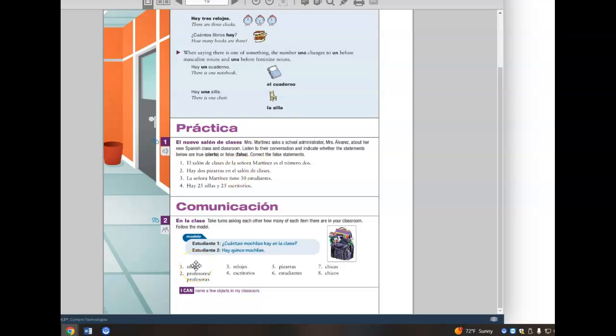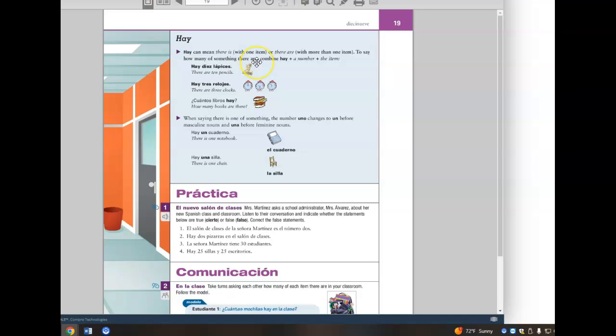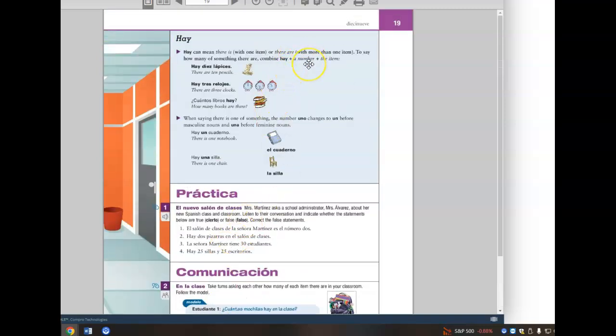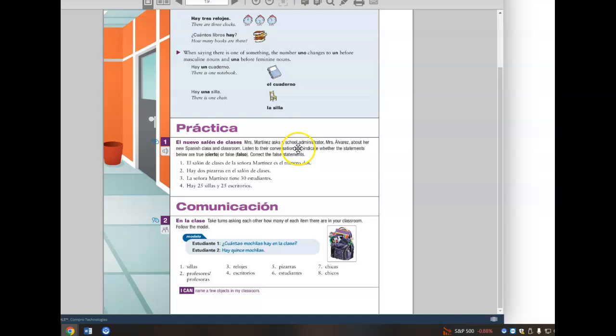And then activity 2, using the notes from up above here on page 19 about the verb haber, with your elbow partner, asking and responding to questions about how many, cuántos or cuántas, how many there are of each item in our classroom. For example, cuántas mochilas hay en la clase, how many backpacks are there in the class? Hay, followed by the number, followed by the item that's asked about in the question. That's what we did last class.